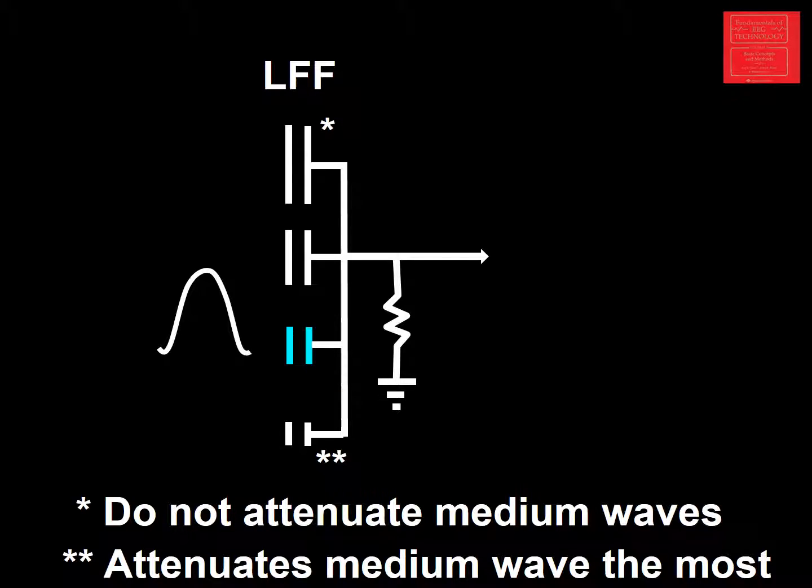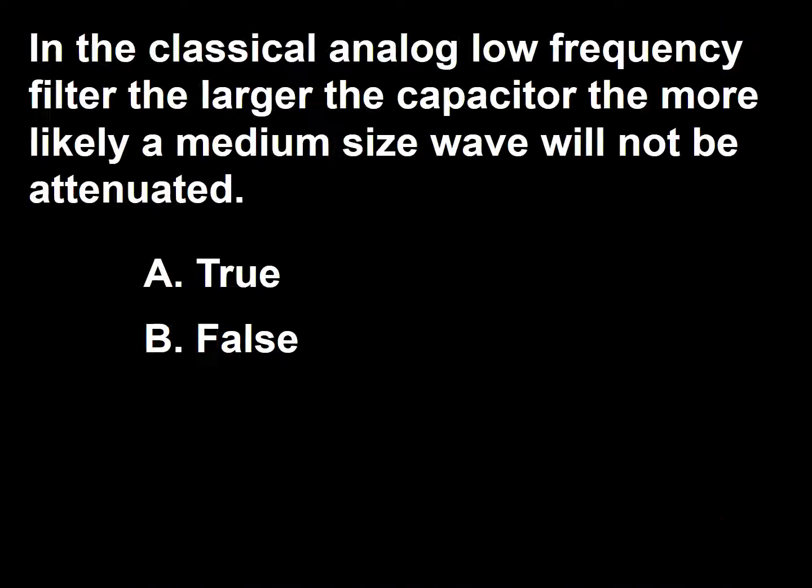If the same size wave is presented to a low frequency filter with an even smaller capacitor, the wave will be even more attenuated. If, once again, the same size wave is presented to a low frequency filter with a tiny capacitor, the medium wave will be even more attenuated. So the answer to this question is A, true.